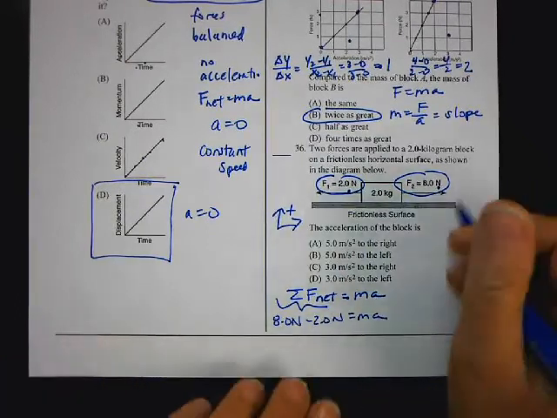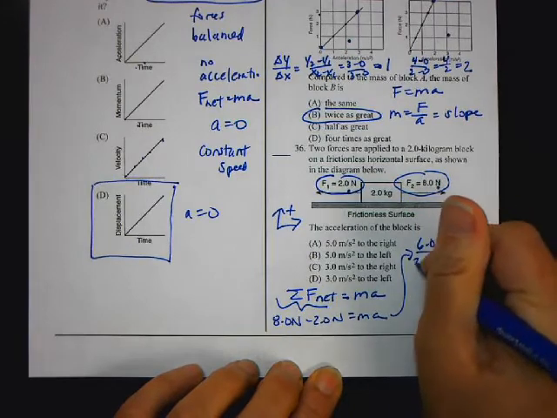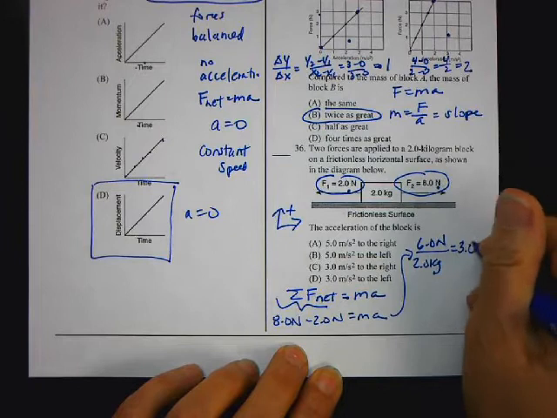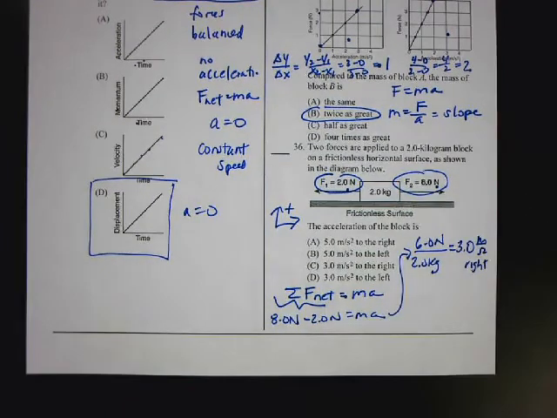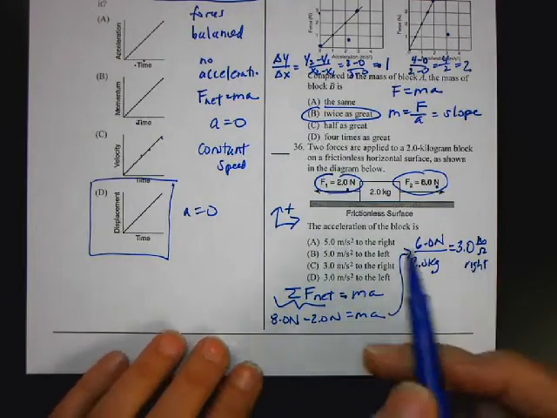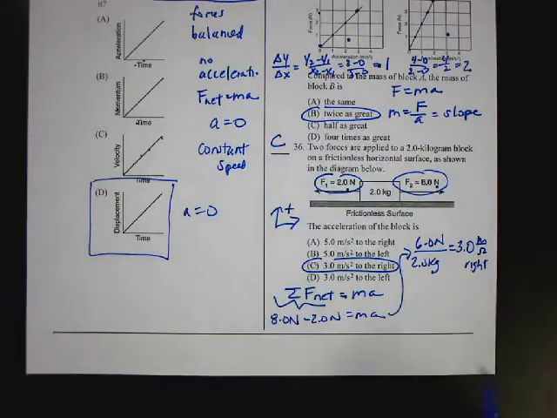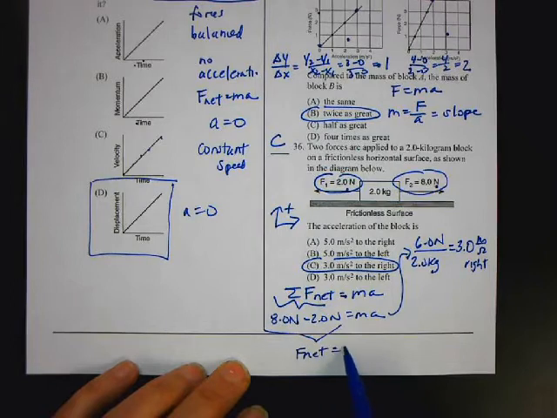Now I'll rearrange that, and I'll say 6 newtons divided by 2 kilograms is equal to 3 meters per second squared to the right, because I'm calling to the right positive. So that's going to be choice C. Remember, this is F net is equal to ma, so I rearranged it so that a is F net over m.